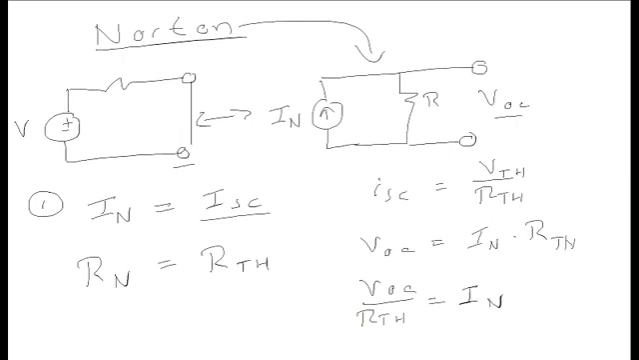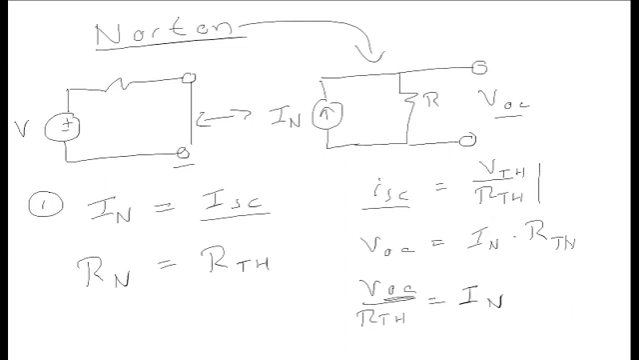Now, if I Norton is the short circuit current, then that means VOC must be V Thevenin. Equivalently, if VOC is V Thevenin, then that means I Norton must be I short circuit. So the two are in fact interchangeable with each other.